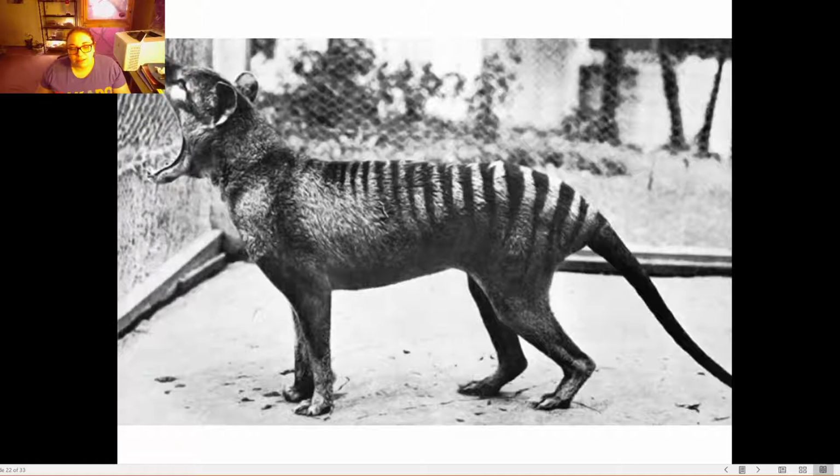That was a captive individual named Benjamin. This is Benjamin. He was the last known thylacine, and he died in the Hobart Zoo. Unfortunately, he died from suspected neglect, so they weren't taking very good care of him, and that was in 1936. That was the last individual ever.